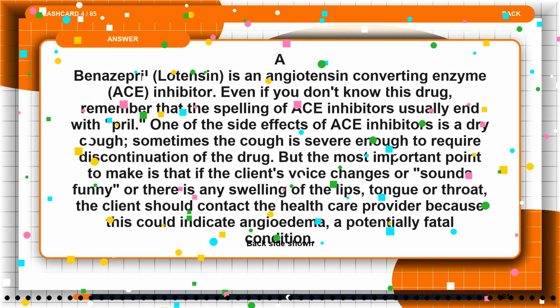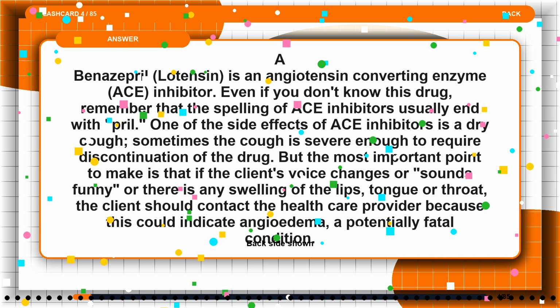The answer is B. Benazepril is an angiotensin-converting enzyme (ACE) inhibitor. Even if you don't know this drug, remember that the spelling of ACE inhibitors usually ends with "pril."